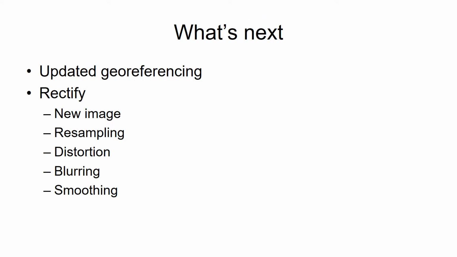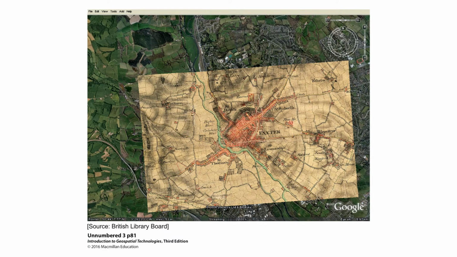Okay, so once you've done this, what do you do? Well, you have a couple options. You can update the georeferencing on the image, or you can rectify it. If you rectify it, it creates a new image where you have to resample. You get some distortion, some blurring, and some smoothing. And it'll come out looking something like this.